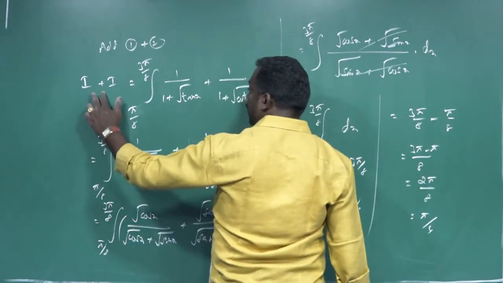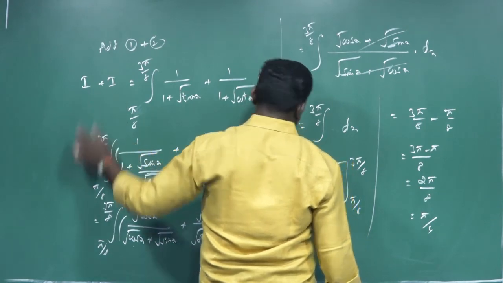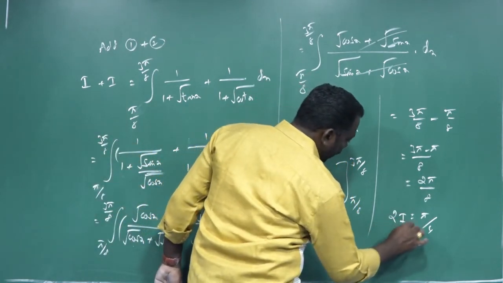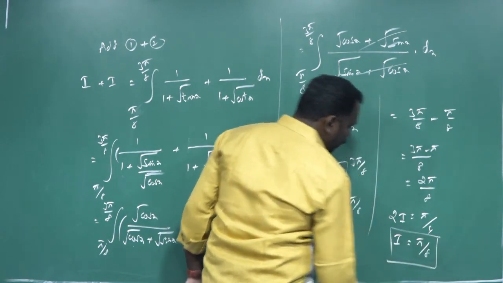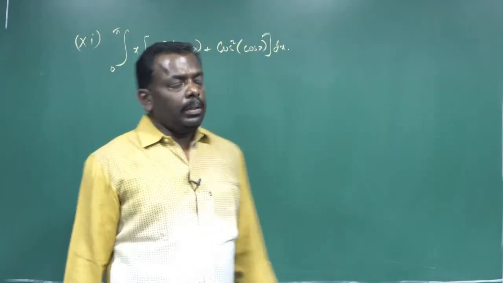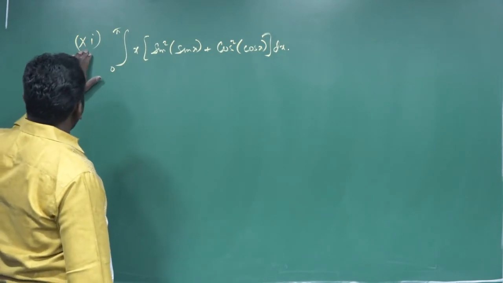Now we know the left hand side is equal to I plus I, that is equal to 2I. Therefore the left hand side equals 2I. Therefore I is equal to pi by 8. Finally, simplification. The next one, subdivision number 11.